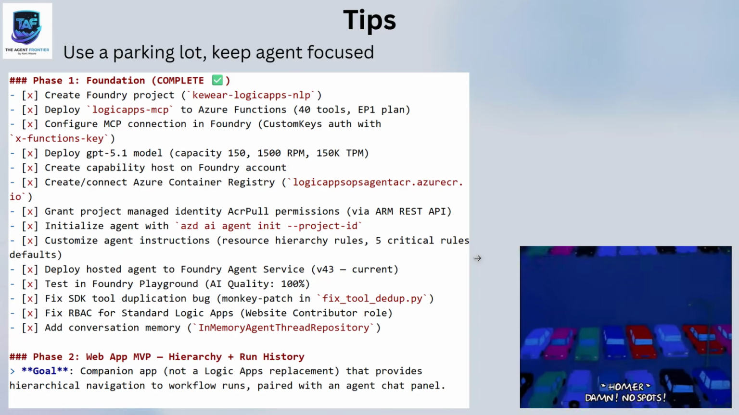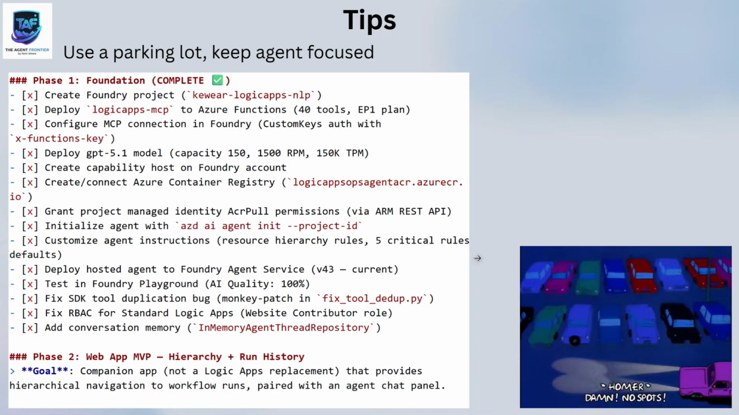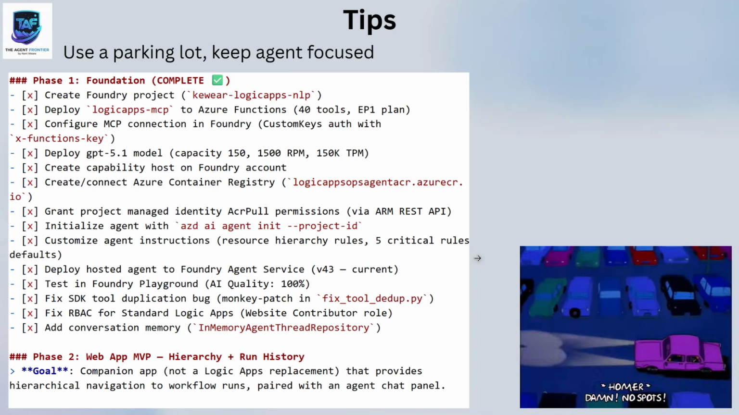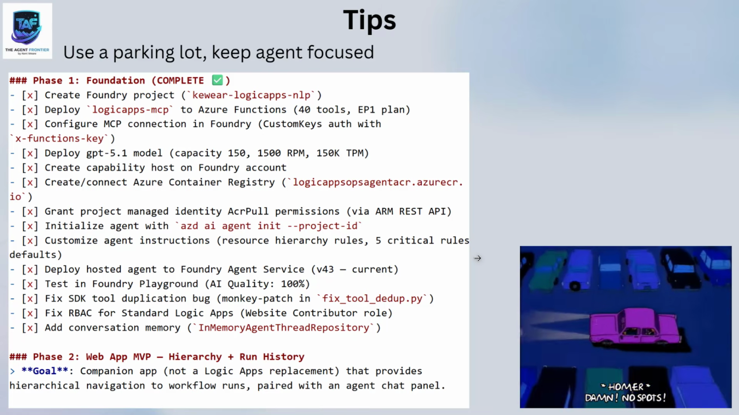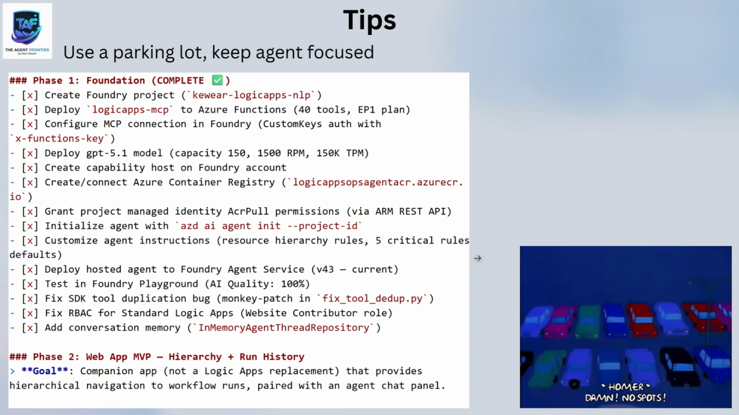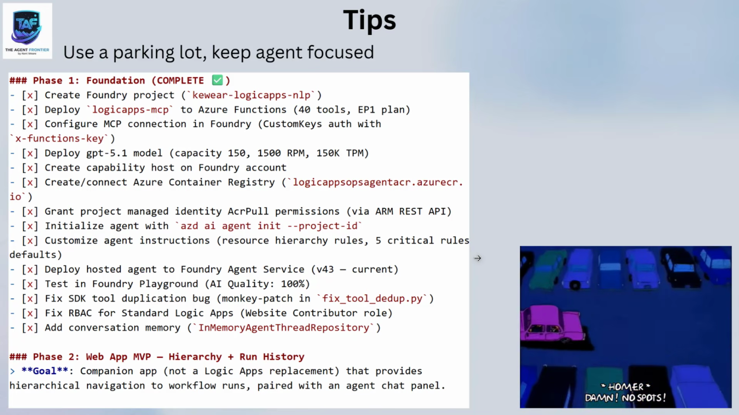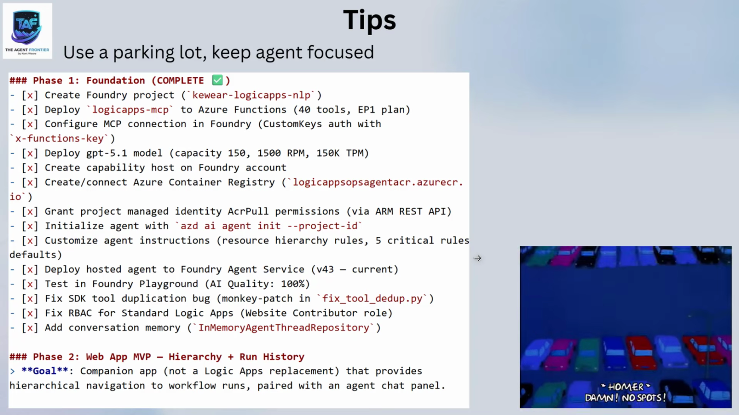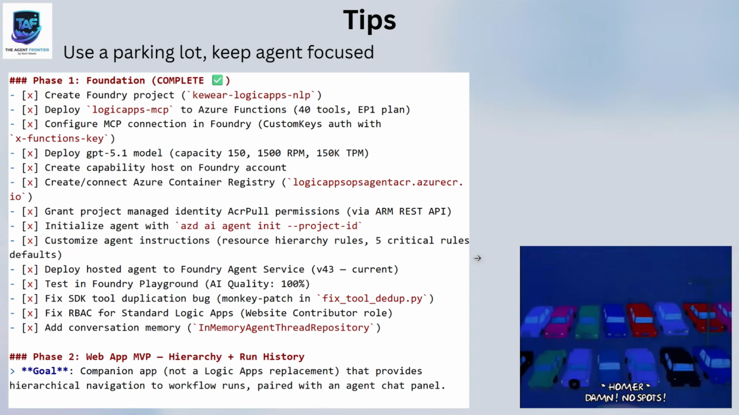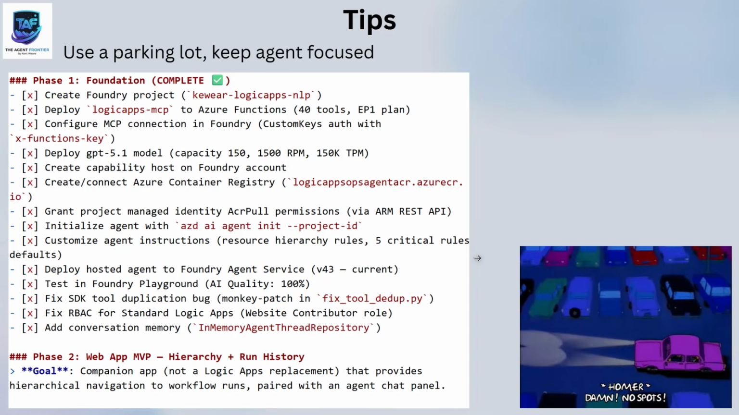The next thing is keep a parking lot to keep your agent focused. So I knew when I was building this that there were a few things I wanted to do. I wanted to make sure that we were able to call MCP servers. I wanted to make sure that this could be deployed in the Foundry agent service. I wanted to make sure I could test it in the Foundry playground. And I wanted to have all these different capabilities. This is part of that whole planning exercise where you tell the agent what you want it to focus on, and then what are things that we want to address in the future.